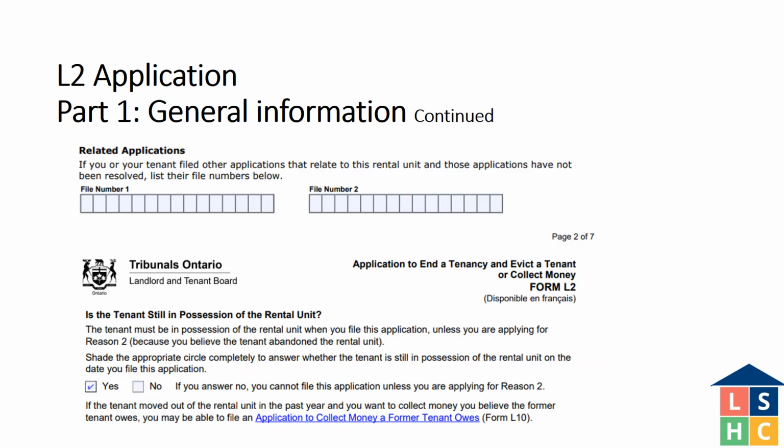If there is another hearing date set for a different issue, such as arrears of rent or a tenant application, record the file number in the related application section to alert the board. They may be able to join both applications so that both issues are dealt with at the same hearing. You can only file the L2 application based on the N6 if the tenant is still in possession of the rental unit.